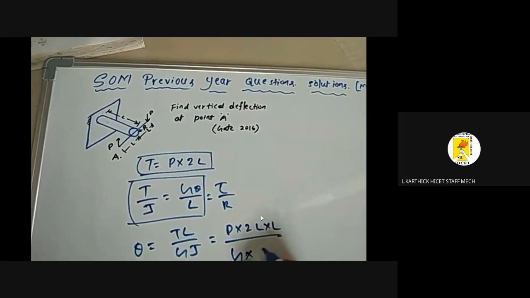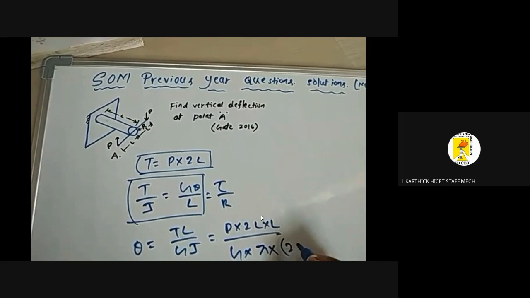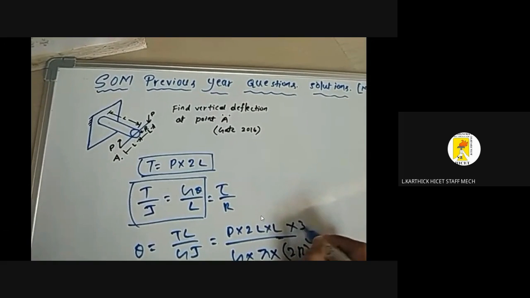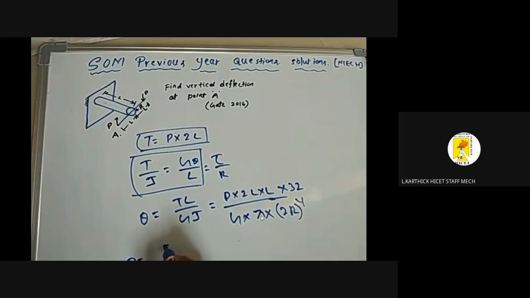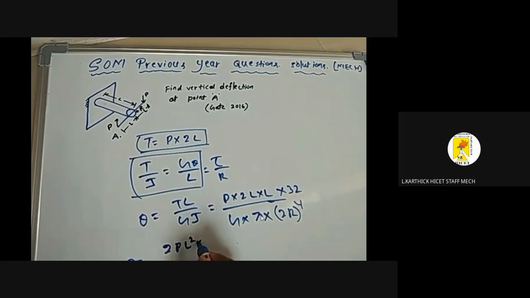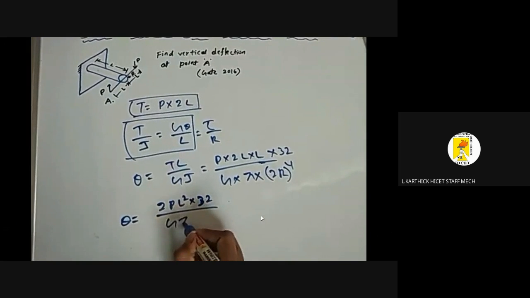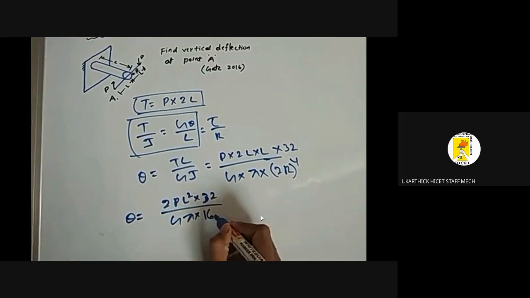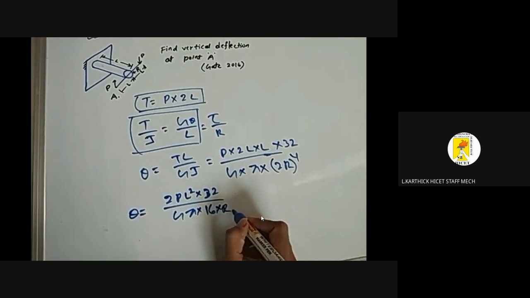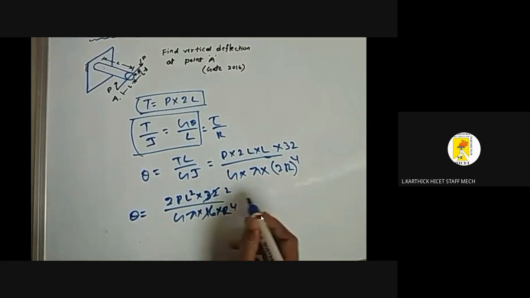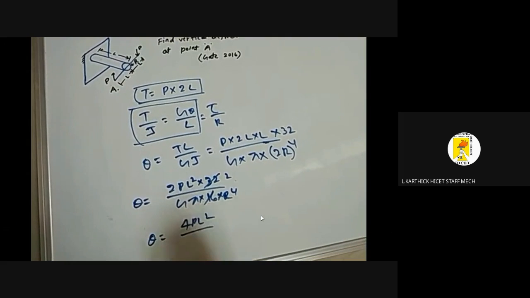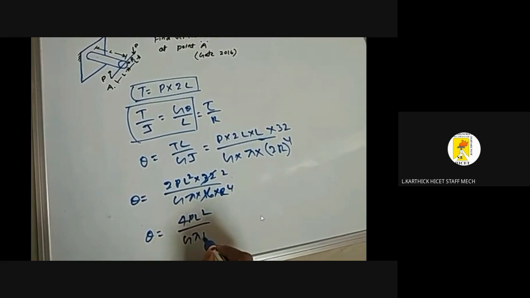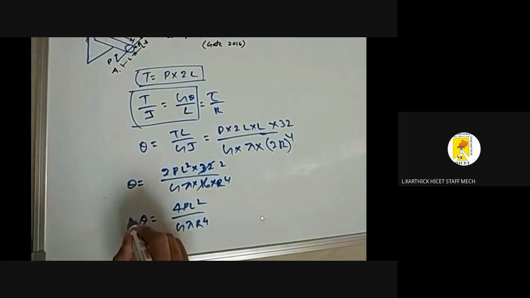So we already know that theta equals T L by G times pi by 32 into D power 4. Here, replacing D with 2R, D power 4 becomes 2 power 4 R power 4, and the 32 moves to the upper side. So theta equals, by solving this, P L square into 32 by G into pi into 2 power 4, which is 16 R power 4. By cancelling, 16 and 32 give 2. So finally, 4 P L square by G pi R power 4. This is the theta value.